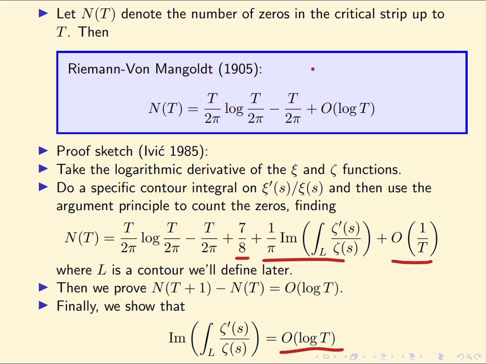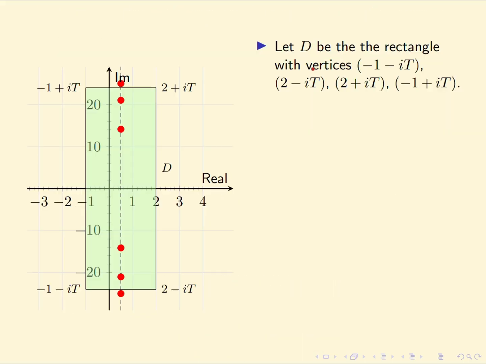Okay, so let's begin the proof. Again, this is going to be a very technical proof, so be warned. First I'm going to define a contour. I'm going to let D be the rectangle with these vertices: -1 minus iT, 2 minus iT, 2 plus iT, and -1 plus iT.